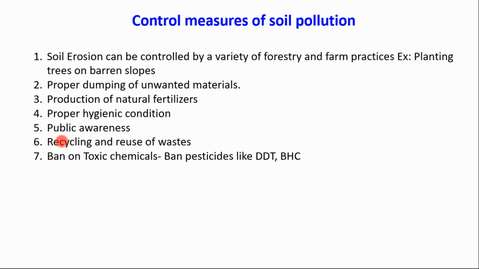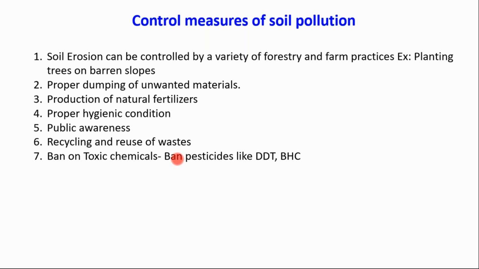So again, the 7R principle, what we have discussed in the earlier session, that these 7R can be utilized to control all types of waste, and the main focus is on the recycling and reusable waste. Then ban on toxic chemicals, ban on pesticides like DDT, BHC. Some of the ban on some of the chemicals have already been done, and some ban of some of these toxic chemicals may be in the future.